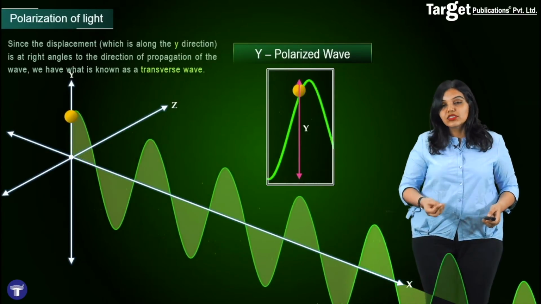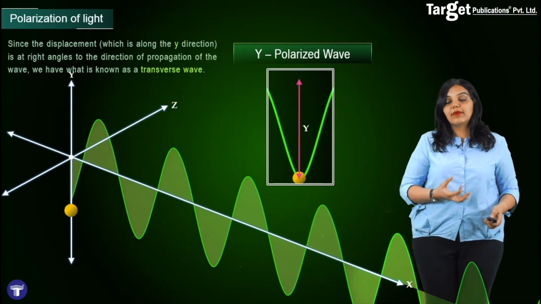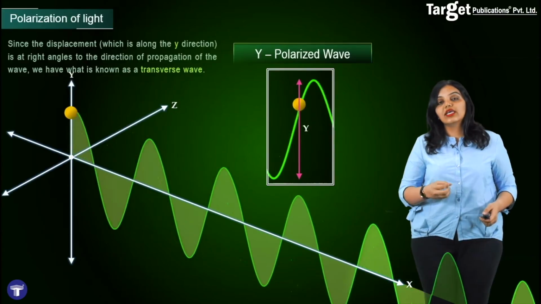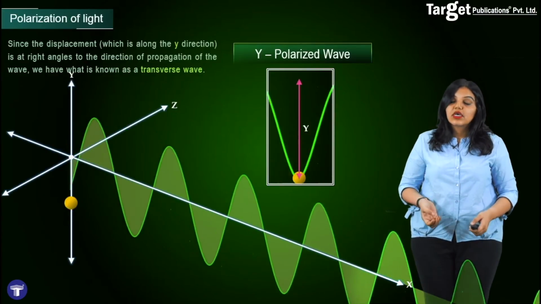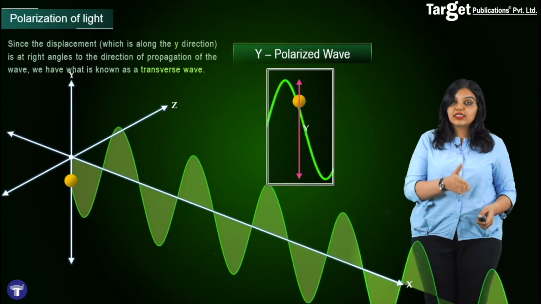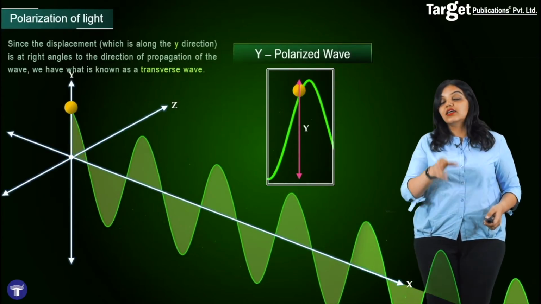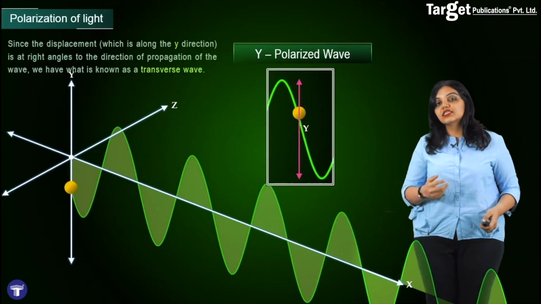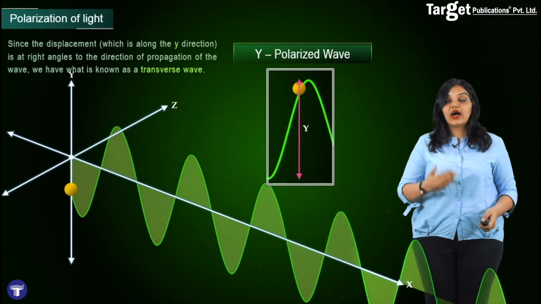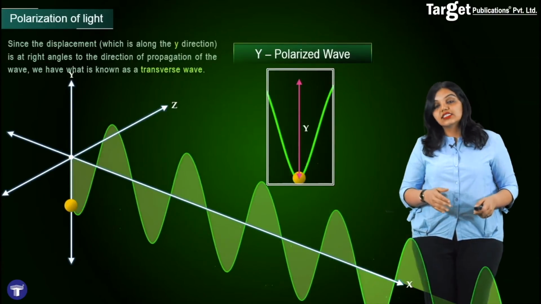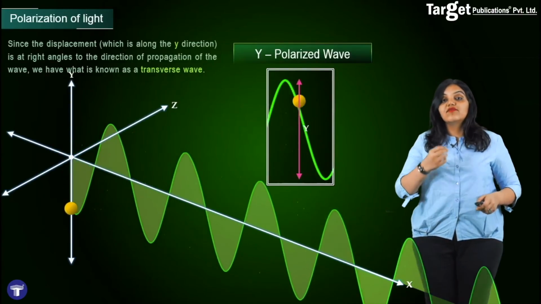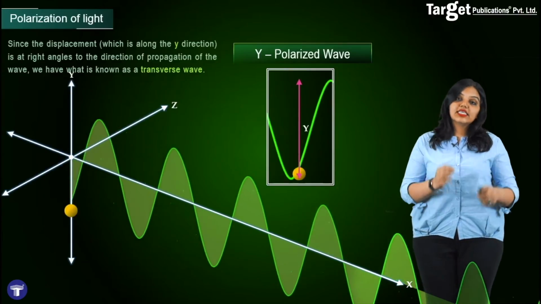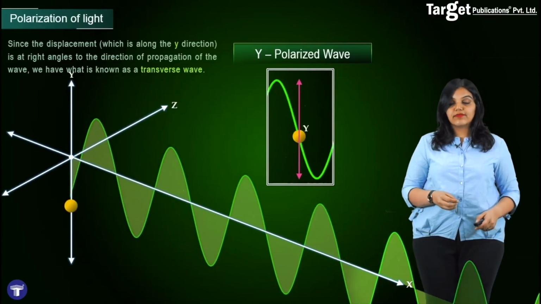In fact, we have looked at transverse waves when we were talking about wave mechanics in volume 1. However, here we are talking about it in terms of light waves. We know that light waves are transverse waves, and in this case, a light wave traveling in the positive x direction will have all its particles vibrating only along the y direction. In this case, we say that this wave is a y polarized wave because all the vibrations of the particles are taking place along the y direction.